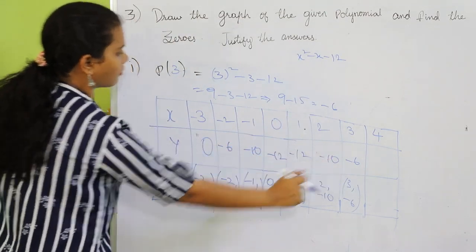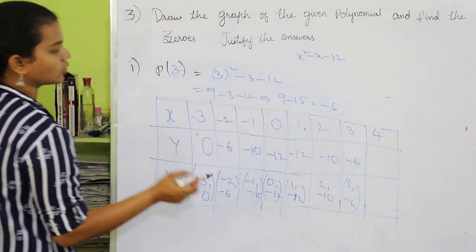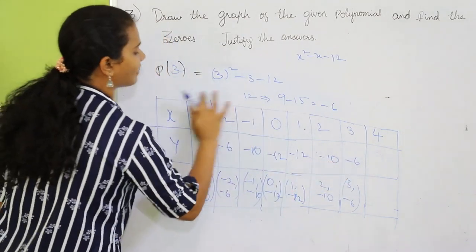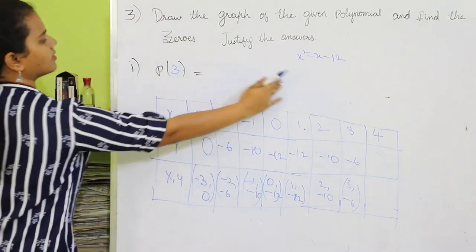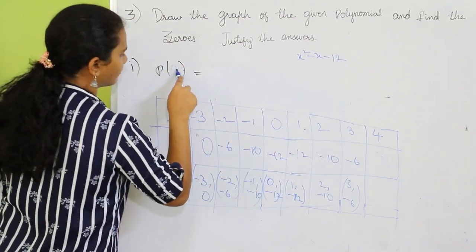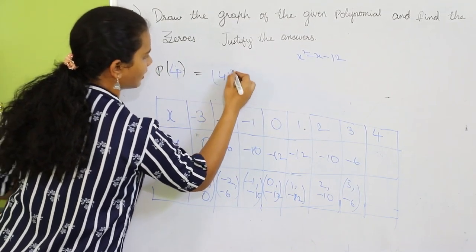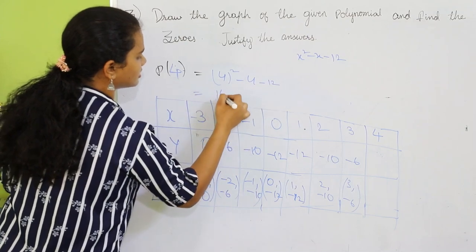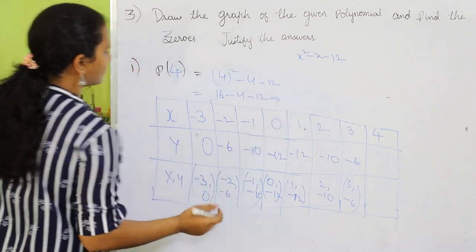So let's go for the next one. Fourth one. As we know the zeros of the polynomial are 4 and minus 3, right? So over here we must get 0. The y value must be 0. If I place 4 over here, then what happens? 4 squared minus 4 minus 12. 4 fours are 16, 16 minus 4 minus 12.